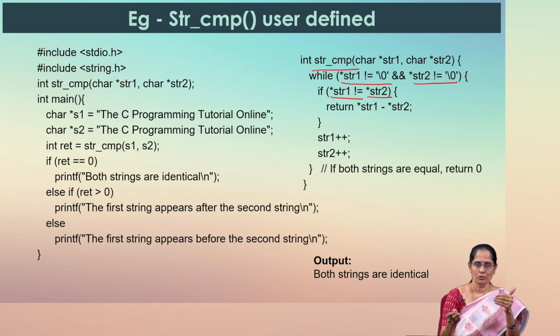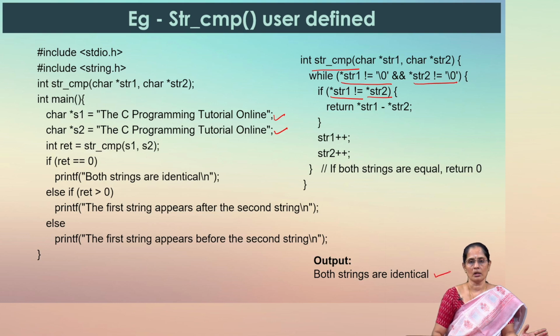So, likewise we do it, and if it is greater or smaller, according to that we will return the integer value, either it is equal, or a negative or positive integer. According to our example, we have given both the strings to be equal. So, we are getting the output that both strings are identical, right.